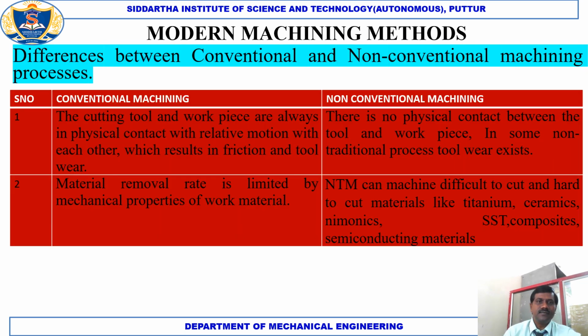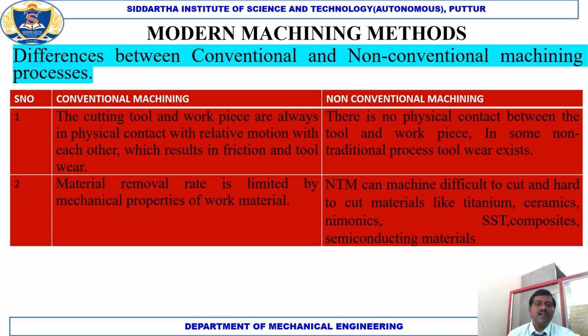Now coming to the differences between conventional and non-conventional machining methods, or modern machining methods. Coming to point one, the cutting tool and workpiece. In conventional machining processes, the cutting tool and workpiece are always in physical contact with relative motion with each other, which results in friction and tool wear.